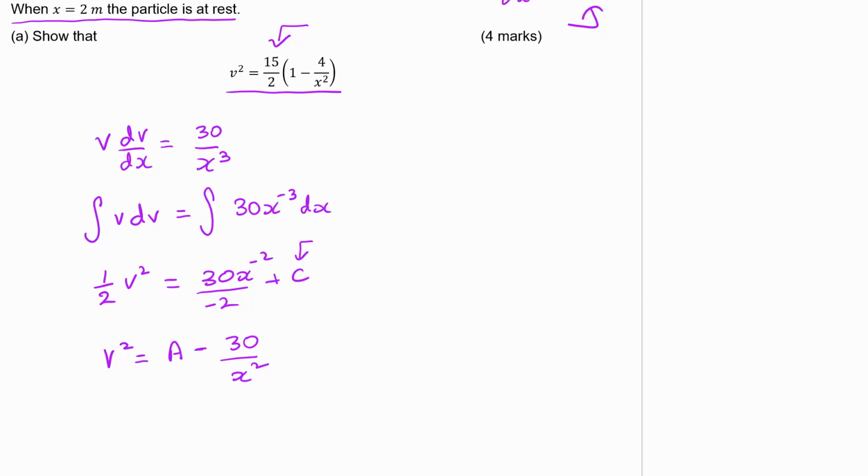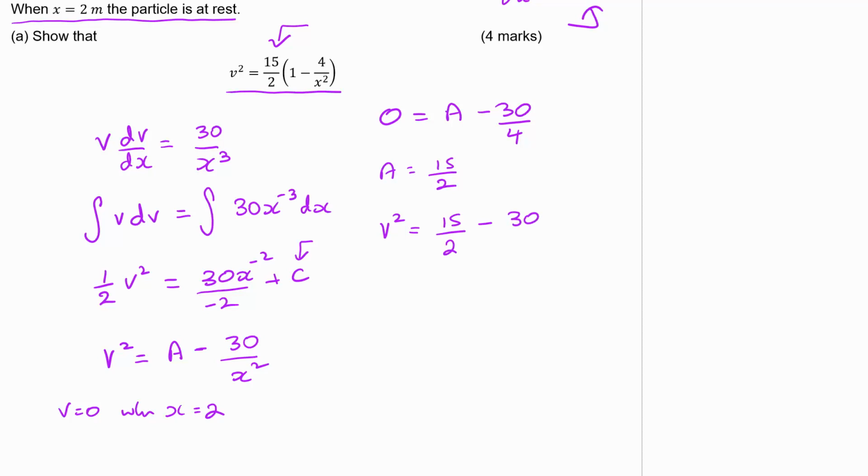So we know that v equals 0 when x equals 2. So 0 is going to be a, take away 30 divided by 4, and so a is going to be 15 over 2. So v squared would be 15 over 2, take away 30 over x squared.